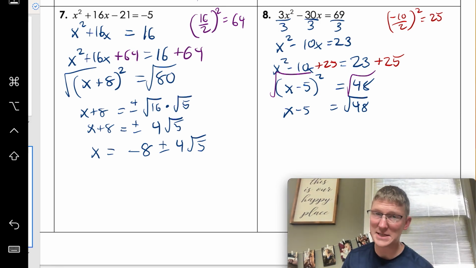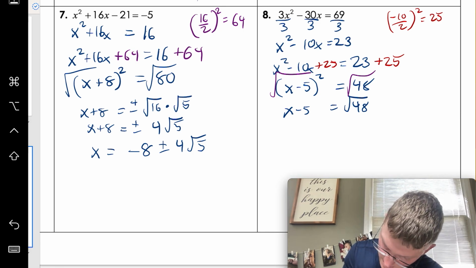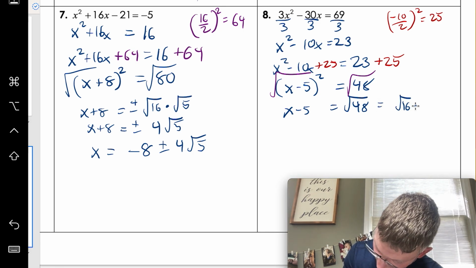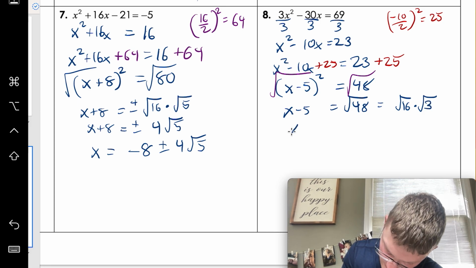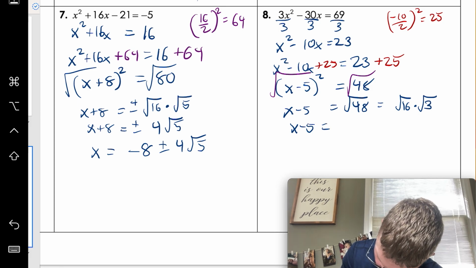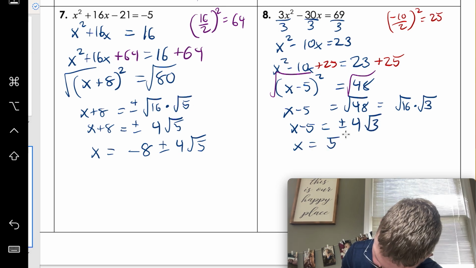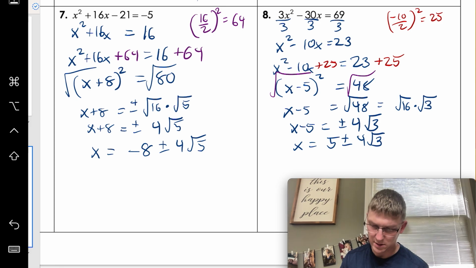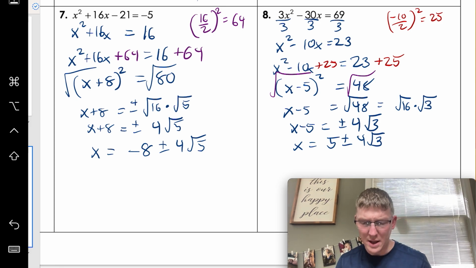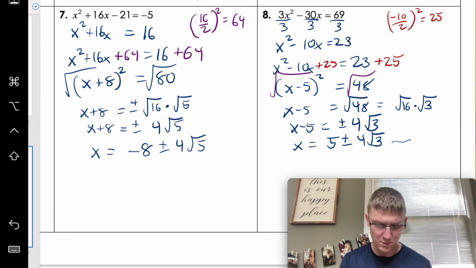So again, we can take 16 out. So we can rewrite that as square root of 16 times square root of 3. So then we've got x minus 5 equals square root of 16, which is plus or minus 4, square root of 3. X equals positive 5 plus or minus 4 square root of 3. So again, even though we're getting some irrational answers, that's okay. The process works the same. Your answers just look a little different.